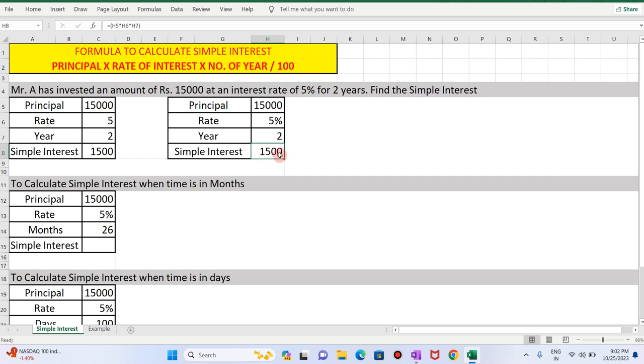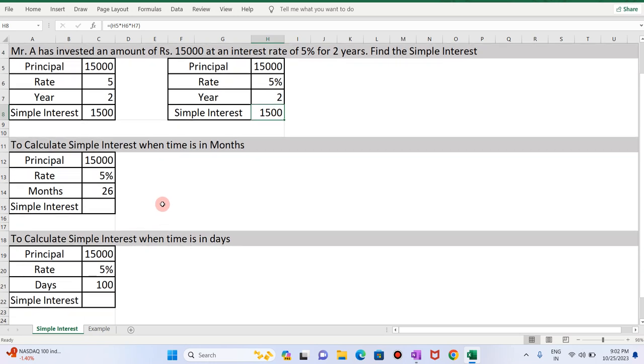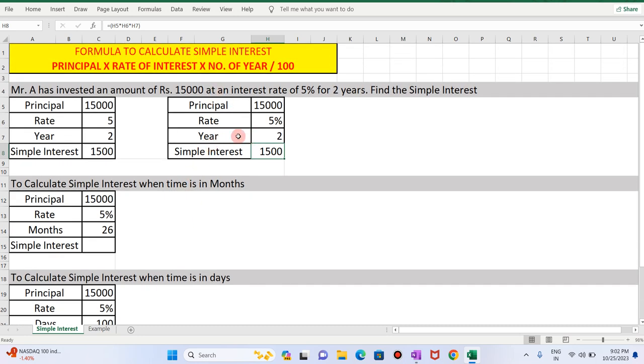So Excel is automatically taking the formula. Okay. Now the next example is to calculate simple interest when time is in months. In the first example, the time duration was given in years, 2 years. Suppose we want to calculate simple interest when the time period for that investment is given in months. So how will you calculate?